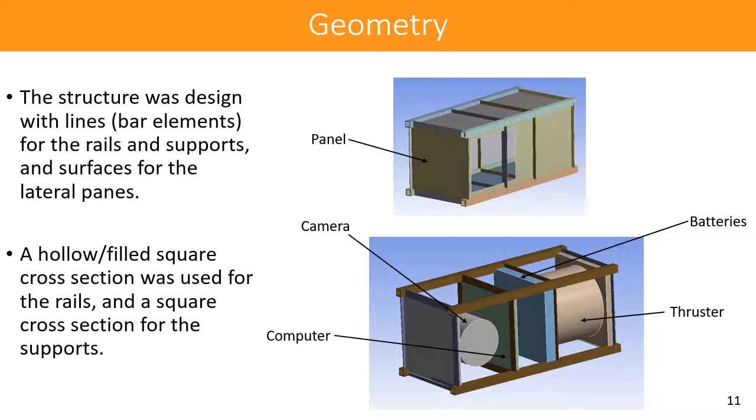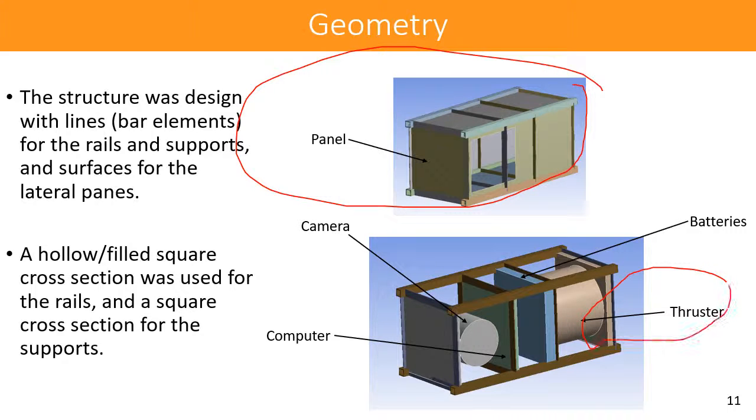So for the structural panels, I decided to create surfaces, and these surfaces cover the whole frame, as you can see on the top figure on this one. On the bottom figure, you can see where the components go. So the thruster is here, and I basically created this CAD from the dimensions specified by the manufacturer.